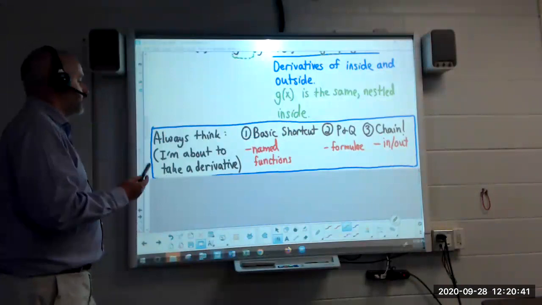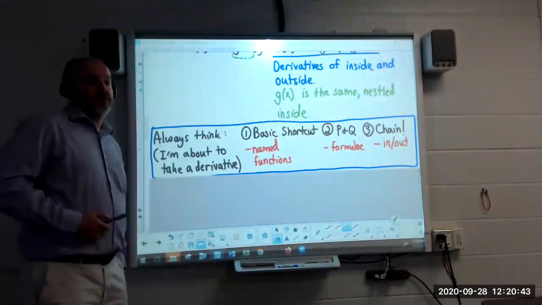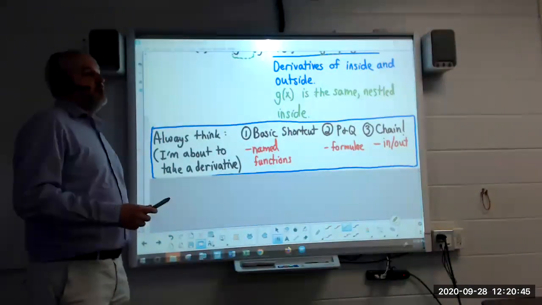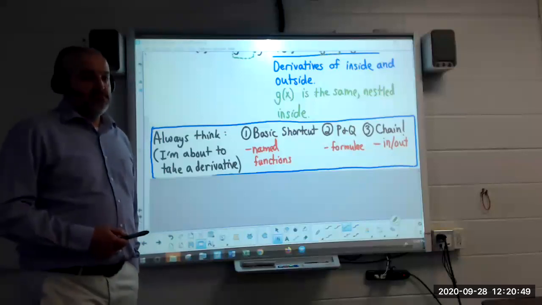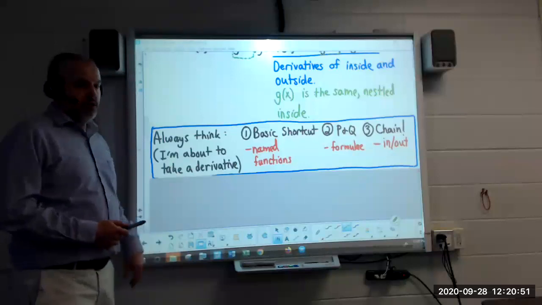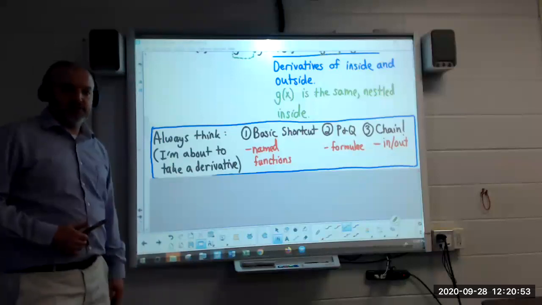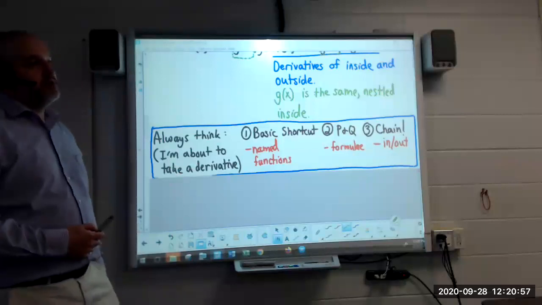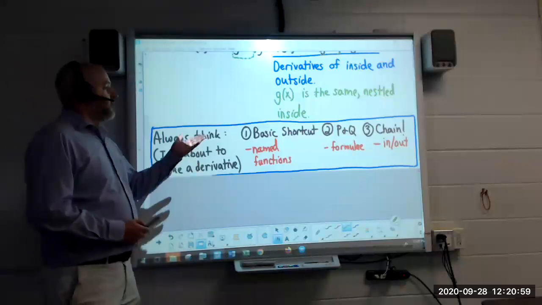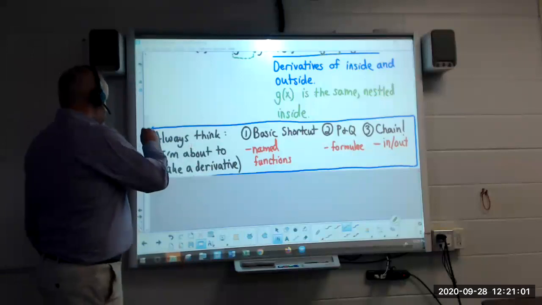And again, taking a derivative means performing the derivative operation. So you're reading a problem and you're like, you know what I need? I need the instantaneous rate of change. And I have a formula. Okay, I should be thinking about these three things. Or you're looking at a function and you're like, I need to write the equation of a tangent line. Okay, I should be thinking about these three things.